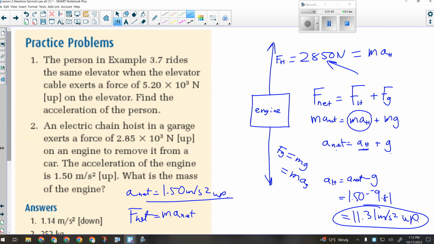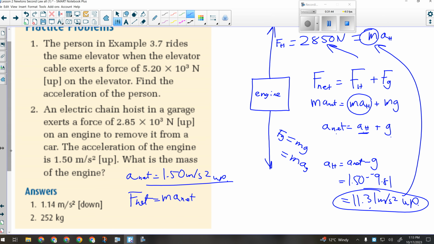But now that I know that number, I can take it back up here, and now I can solve for the mass I didn't have. So I can take that 2,850, divide by 11.31 meters per second squared, and I'll be left with the mass of the engine, which comes out to 252 kilograms, which is around 500 pounds. Engines are heavy.